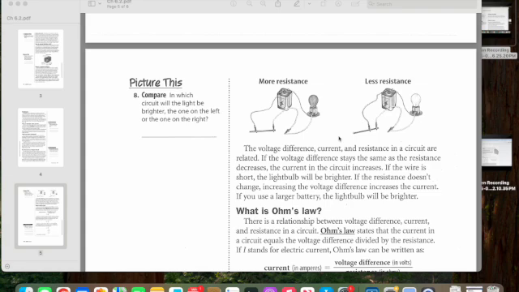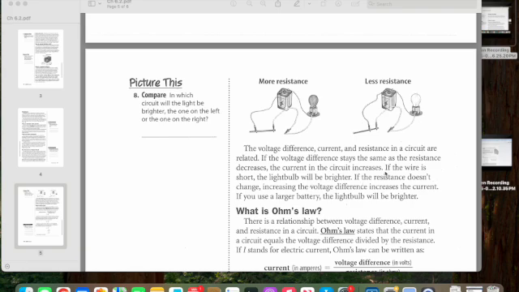The voltage difference, current, and resistance in a circuit are related. If the voltage difference stays the same as the resistance decreases, the current in the circuit increases. If the wire is short, the light bulb will be brighter.